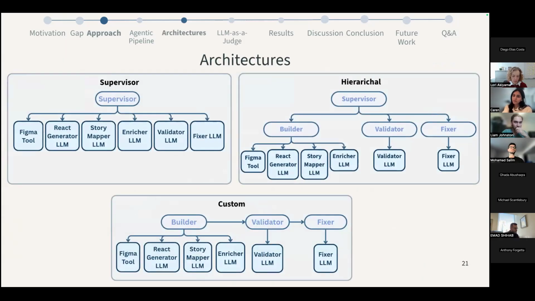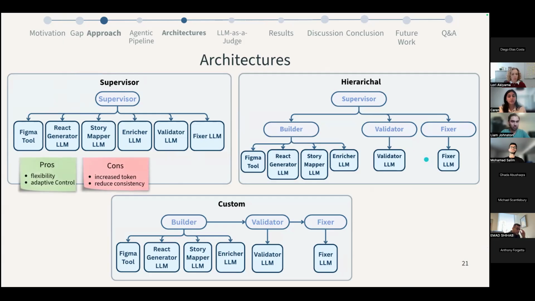So to study this systematically, we implemented 3 different architecture strategies. We should note here that all agents and tools were identical across the experiments. The only variable was how the agents are coordinated. The first architecture is the supervisor model, where we have a single controller LLM, and then it invokes all of the tools. This architecture provides flexibility and adaptive reasoning, but as context accumulates, it can also increase the token cost and reduce consistency in longer reasoning chains.